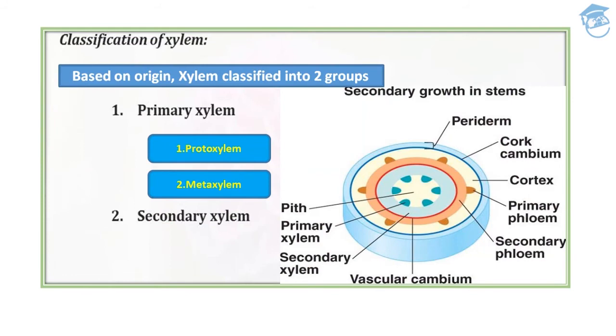Now we'll talk about the classification of xylem based on origin. Xylem is classified into two groups: first is primary xylem and second is secondary xylem. And primary xylem is divided into two: protoxylem and metaxylem. As you can see, this is the stem transverse section. These are the vascular bundles arranged in ring form. This is primary xylem, this is secondary xylem, this is vascular cambium, this is secondary phloem, this is primary phloem, this is cortex, which is also called ground tissue, this is cork cambium, and this is periderm.